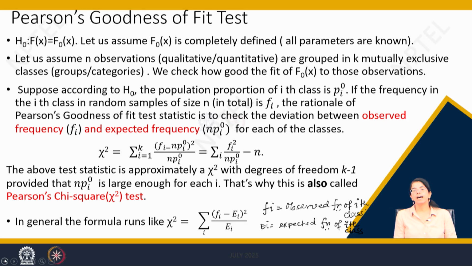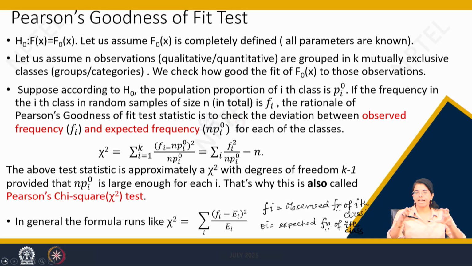Suppose according to the null hypothesis, the population proportion of the ith class is Pi0. If the frequency in the ith class in a random sample of size n is Fi, F for frequency, the rationale of the Pearson goodness of fit test statistic is to check the deviation between the observed frequency and the expected frequency. Expected frequency is just n into Pi0. What is Pi0? Pi0 is the proportion for the ith class.